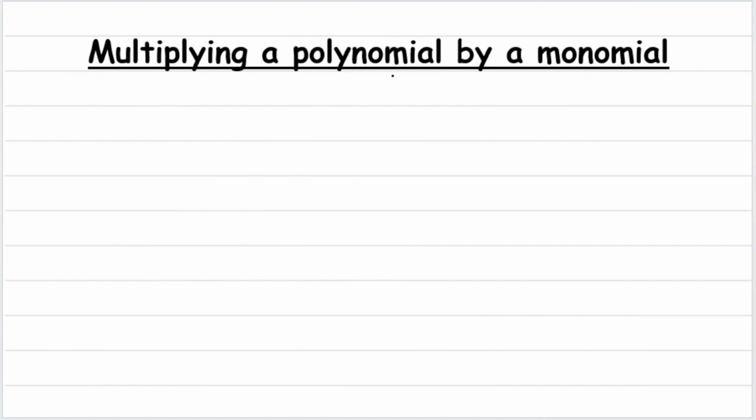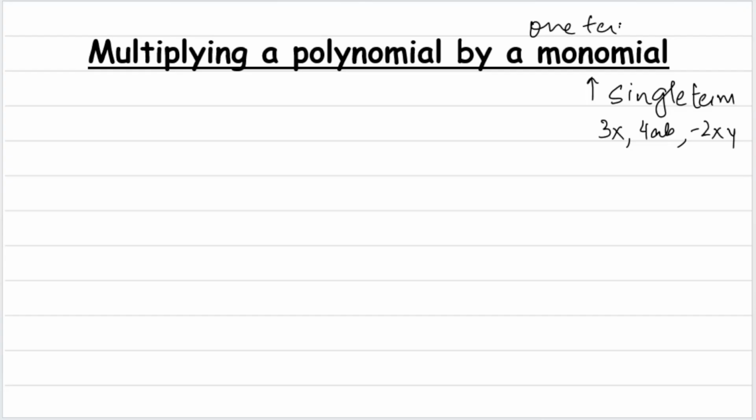When we are multiplying a polynomial by a monomial, as I told you before, monomial means a polynomial with a single term, just a single term. For example, 3x, 4ab, minus 2xy. These all are single terms. So a monomial is a polynomial with one term. Let's see our example. The first example is 3x. Is 3x a monomial? Yes.